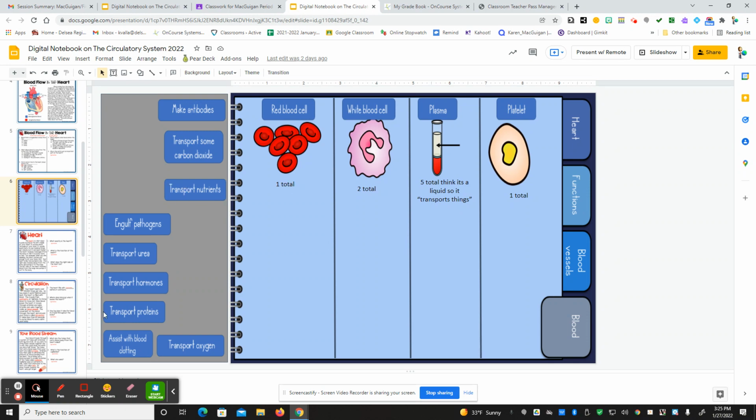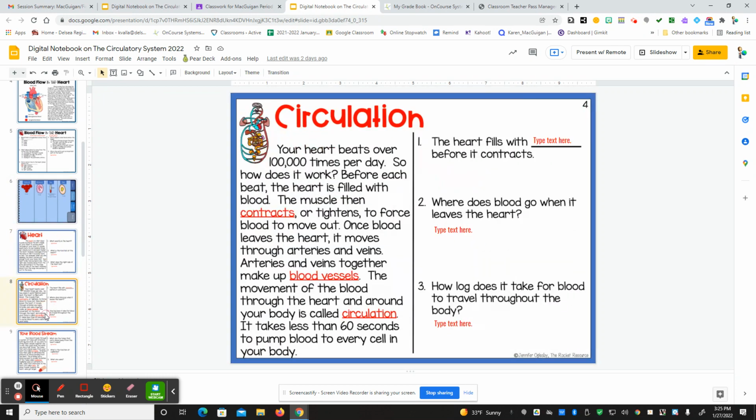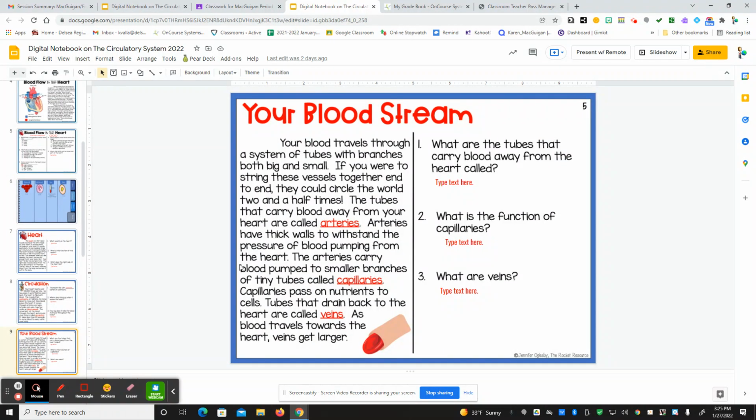For red blood cells, there's only one correct answer. For the white blood cell, there's two. For plasma, since it's the liquid portion, it transports things. So a lot of times when you see the word transport, it would belong there. And then your platelets. Then you have a couple more of these background slides where you have to read on the left and then answer the questions on the right.